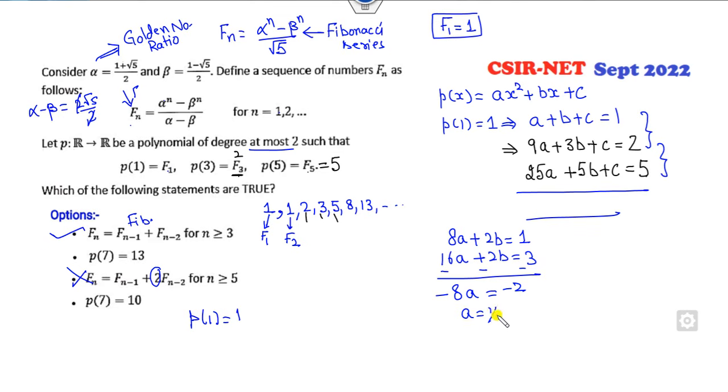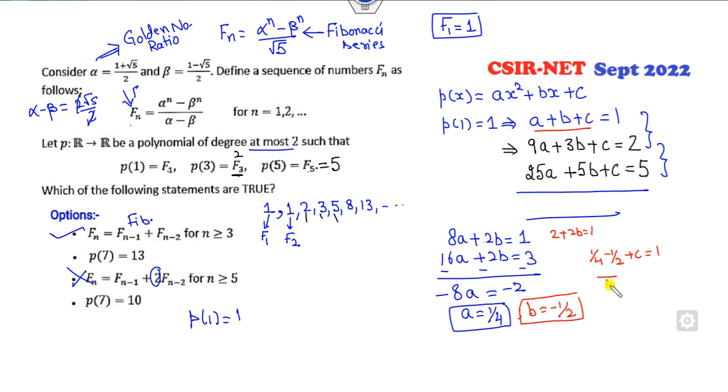A is 1 over 4. Once A is 1 over 4, I can find from here a/2 plus 2b is 1, so b is minus half. Once a is 1 by 4, I can substitute here. So it is 1 over 4 minus 1 over 2 plus c is equal to 1.